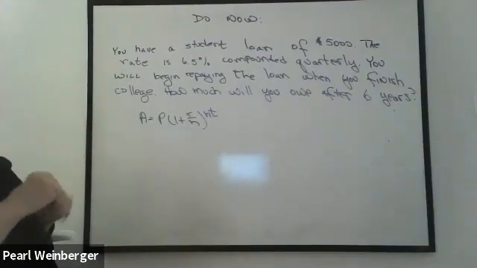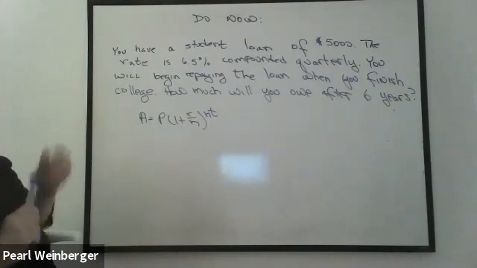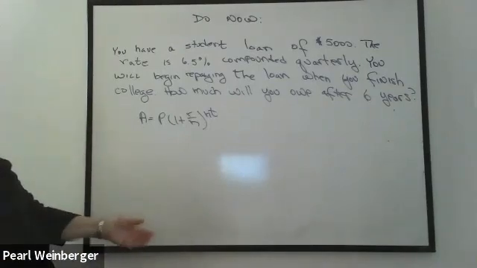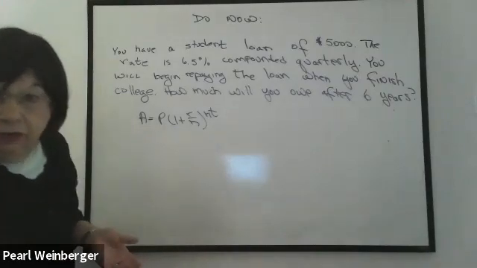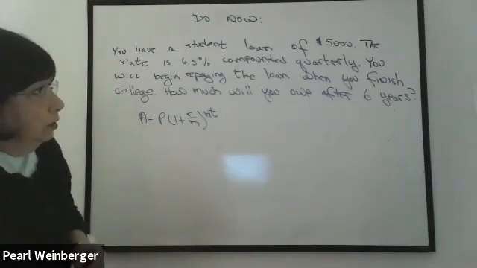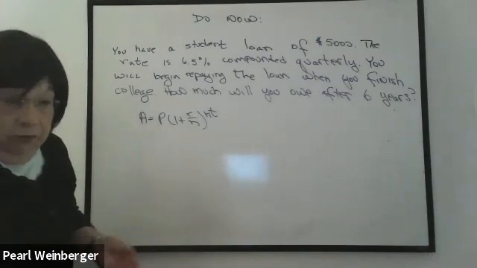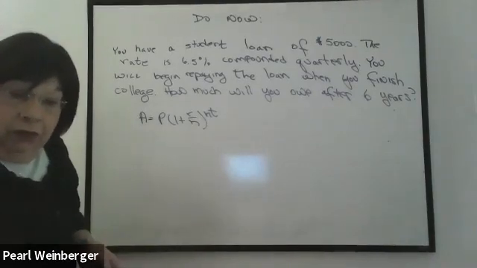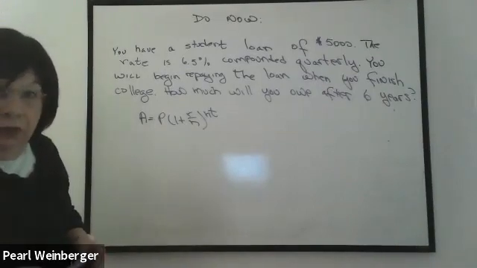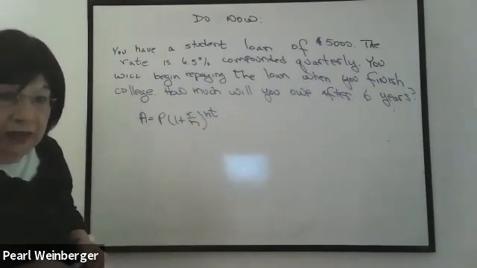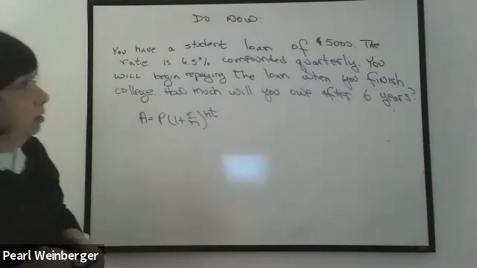Let's talk about this example. Suppose you have your student loan of $5,000. This is not an unusual situation. This is actually something that is quite prevalent in today's society. People have loans. This is a real life example. It's what we call the mathematical model.